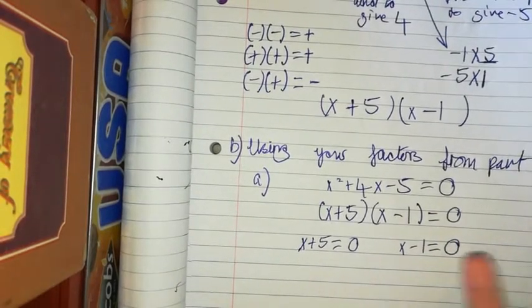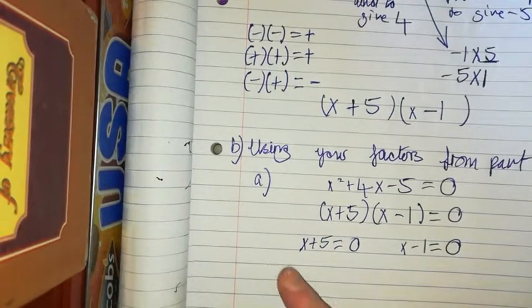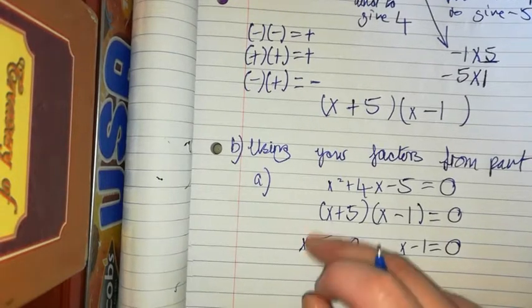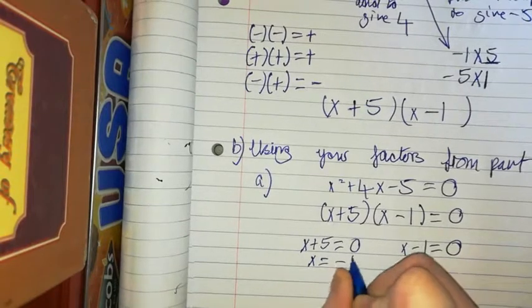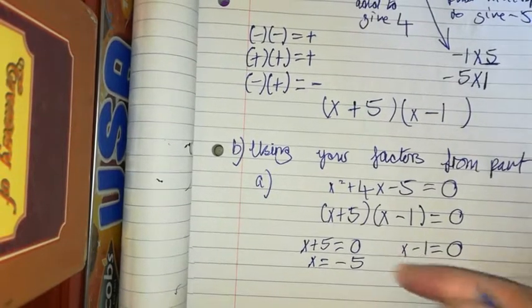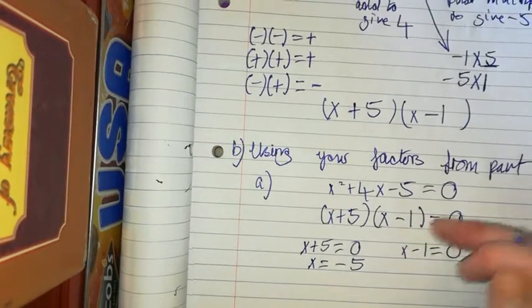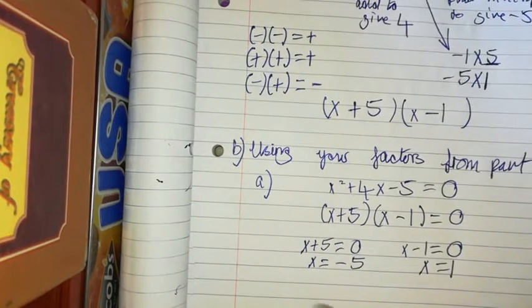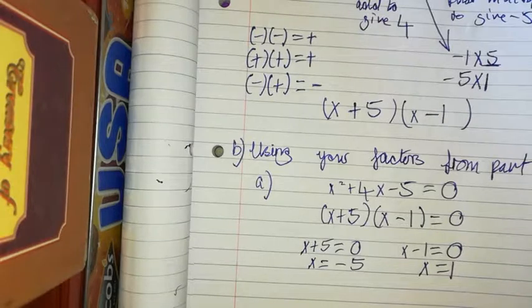Now I don't want what x plus 5 is, I want what x is. So I can minus 5 from both sides, or I can say if I'm plusing 5 on one side, I'll be minusing 5 on the other. So x is equal to minus 5. And here I can add 1 to both sides, so x is equal to 1. And because it's an x squared, a quadratic, I'm going to get 2 answers. So that is our answer for that.